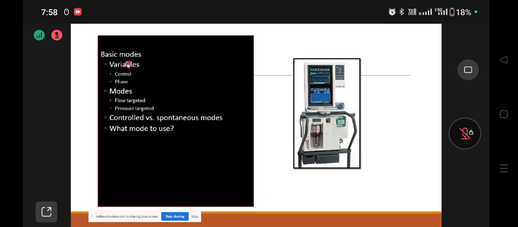So we have certain terminologies. I think we need to be very clear while using these terminologies. What are variables? What are various modes? It's control versus spontaneous modes. What mode to use when? I think this is a lecture in itself. But what I will be doing in this talk is just to give you a basic sensitization about these basic entities.